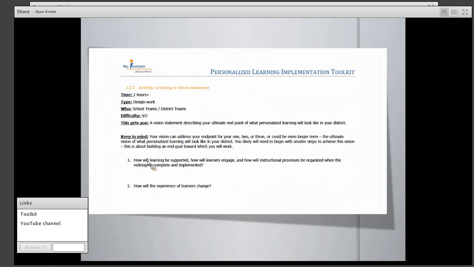Please keep in mind, and these are a couple of ideas that we already put in here, that your vision can address your endpoint for year 1, year 2, year 3, and longer. So it's about taking the time to not only build a statement, but to help people see how your team will successfully get there. That is a critical component.